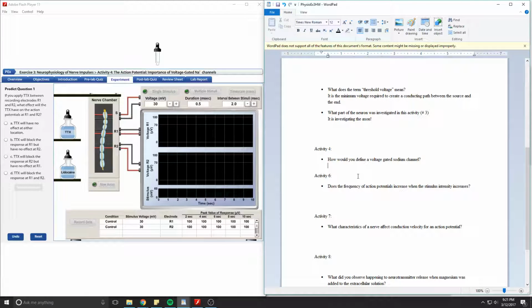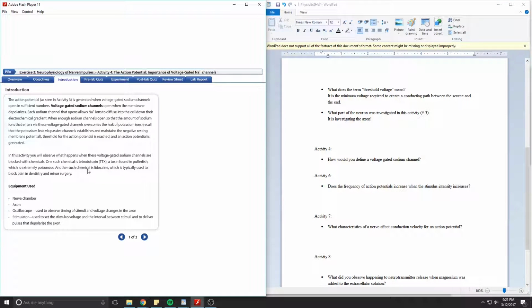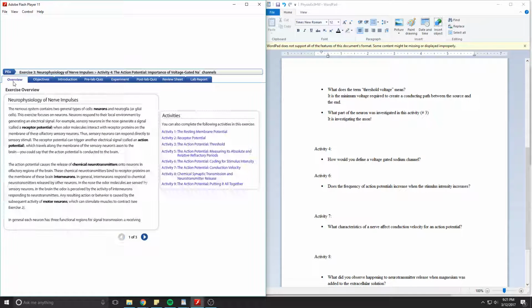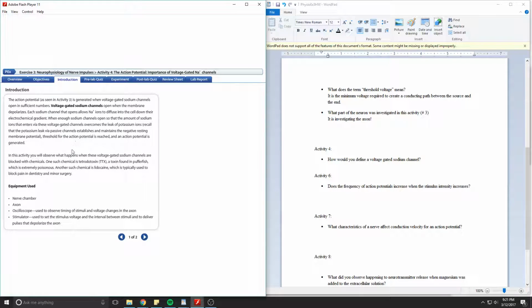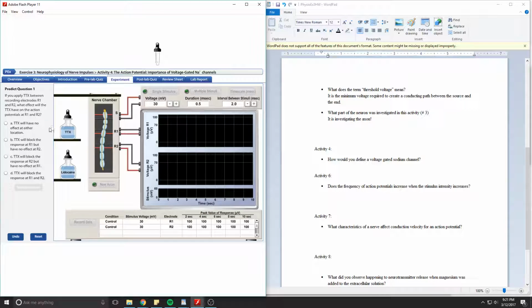If you apply TTX between recording electrodes R1 and R2, what effect will the TTX have on the action potential of R1 and R2? What is TTX? I don't even know. So let's go find out what TTX is really quick here. The overview doesn't even say. All right, let's.